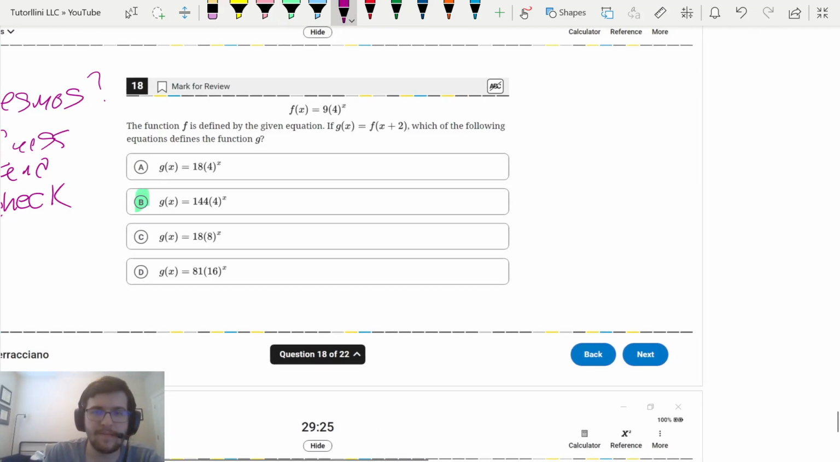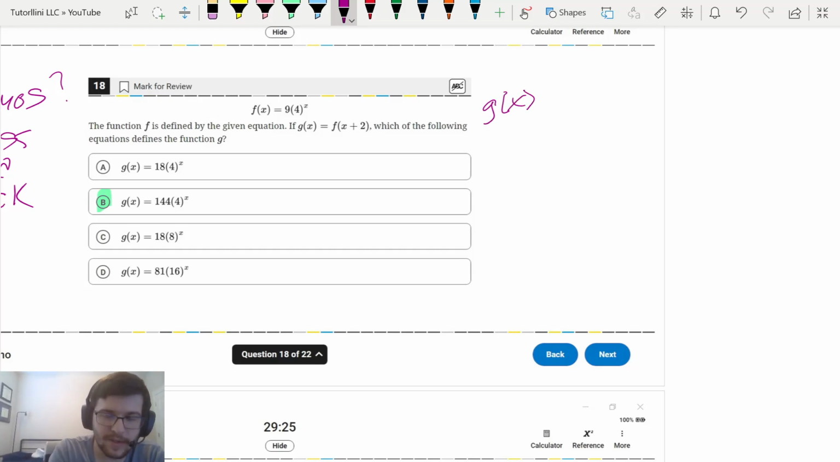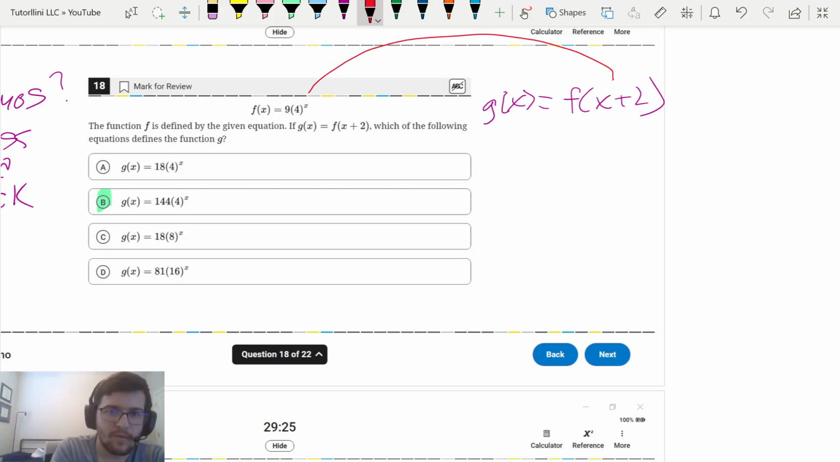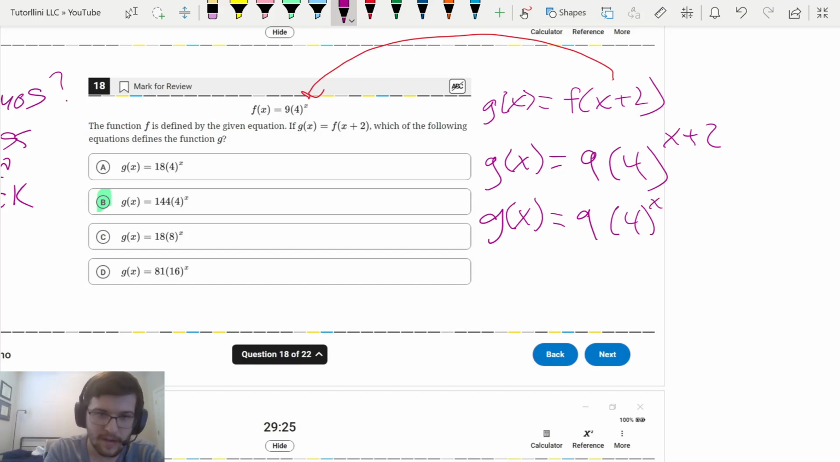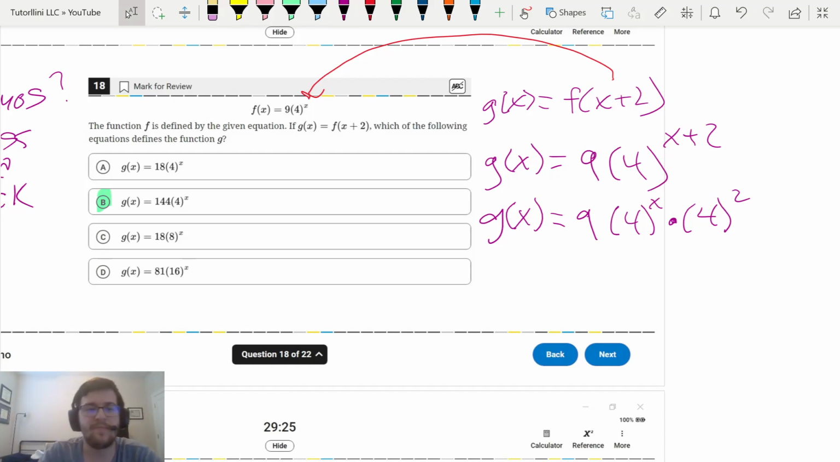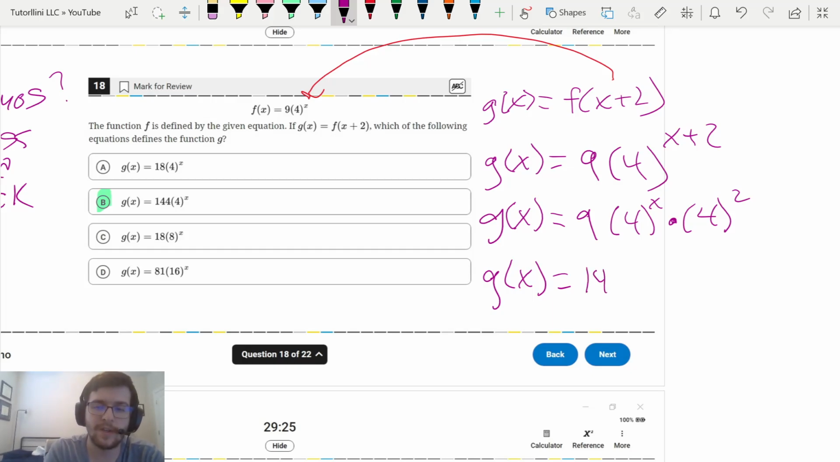Okay, so how would we do this by hand? So we have to do g of x equals f of x plus 2. So you're going to replace x with x plus 2. So watch. Instead of 9 times 4 to the x, I'm going to write 9 times 4 to the x plus 2. Now, that would be the correct answer, but for whatever reason, they don't want you to write it like that. So you can use your rules of exponents to break this up into 4 to the x times 4 squared, right? Common base you add, so similarly, instead of combining them, you can separate them. So 4 squared is 16. 9 times 16 is 144, so you get 144 times 4 to the x.